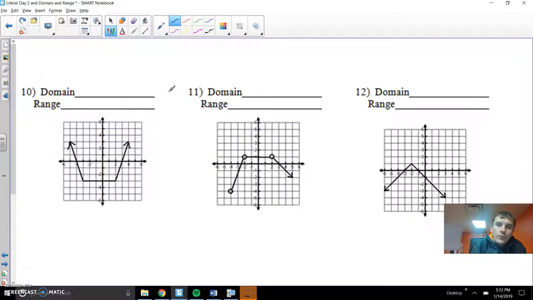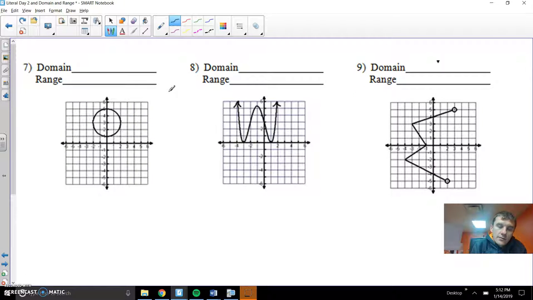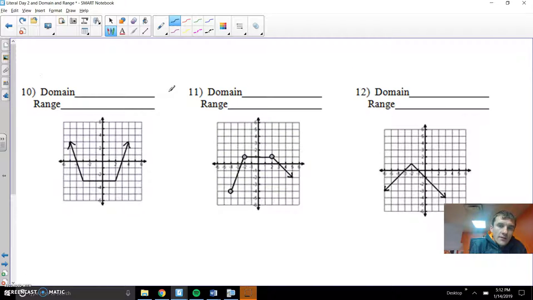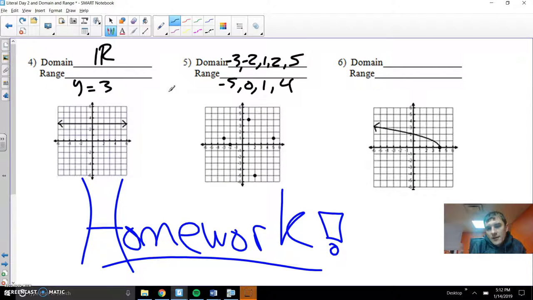So I will do a few of them. I think I'll do maybe 2 or 3, and I'll talk about the other ones just to get you going a little bit. So today we talked about domain and range.